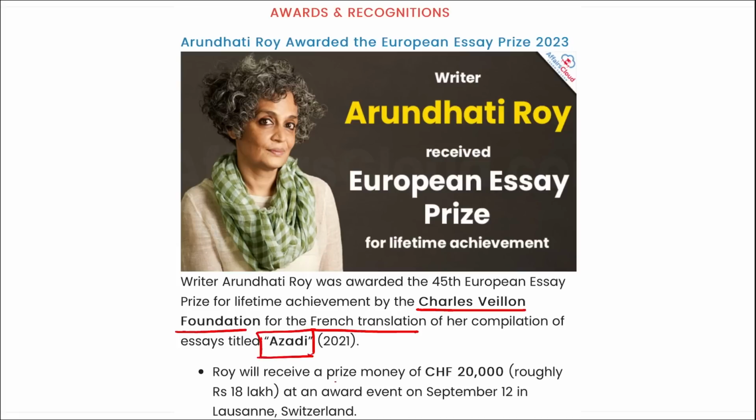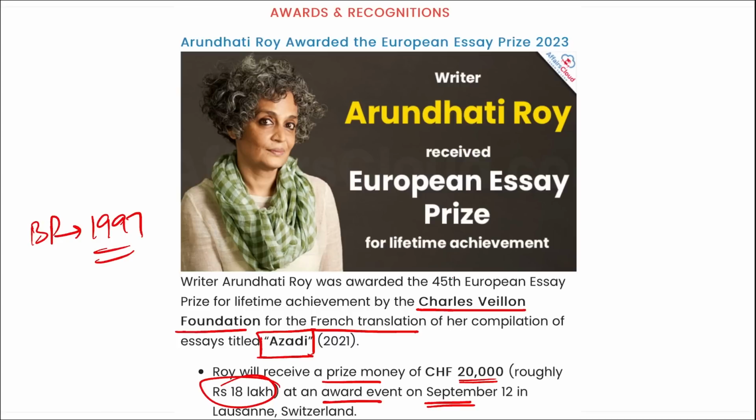Arundhati Roy will receive prize money of 20,000 CHF, that is roughly 18 lakh rupees, at an event that will be on September 12th in Switzerland. Correct. Remember this Azadi, the author used it as a powerful form of combat, analyzing fascism and structural implications. Correct. So, if we talk about Arundhati Roy, she wrote her first novel, The God of Small Things, and won the Booker Prize for that in 1997.